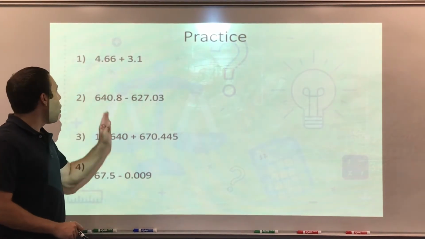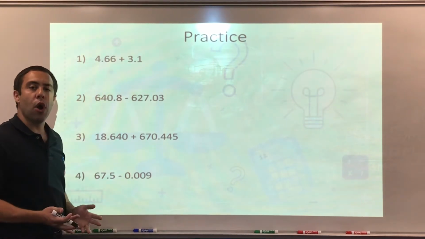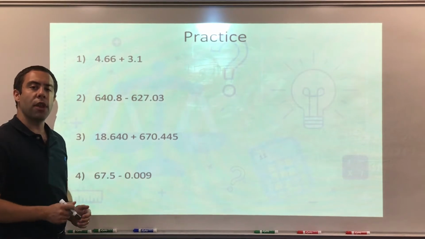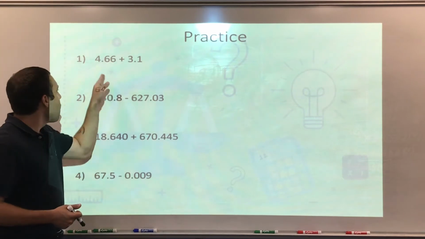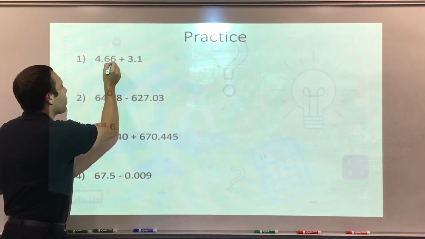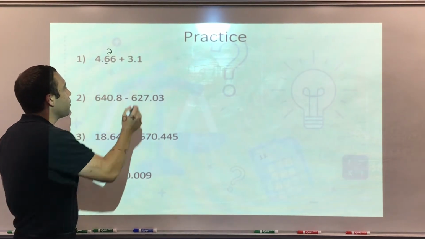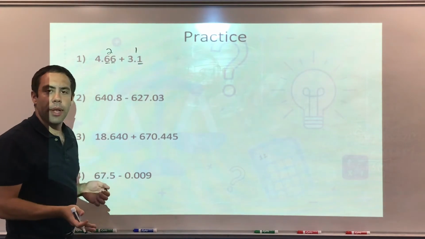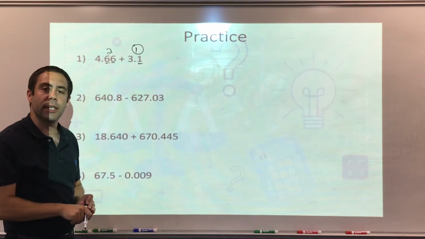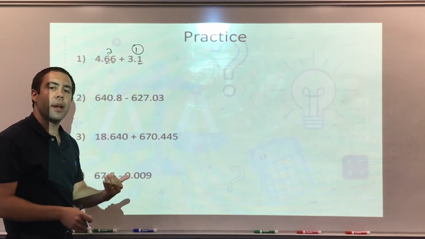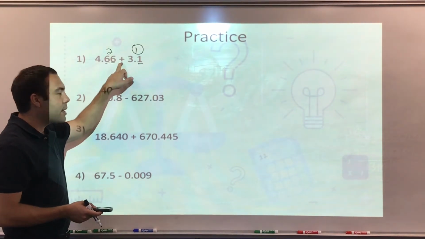For practice problem number 1, we will add 4.66 to 3.1. For the first step, we have to determine the number of decimal places each of the original values has. 4.66 has 2 decimal places, whereas 3.1 has 1 decimal place. Obviously, 1 decimal place is less than 2 decimal places, so our final answer will be rounded to 1 decimal place. Step 2, we perform our mathematical operation. In this case, it's addition.